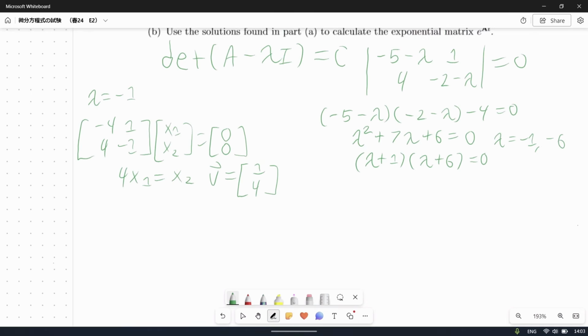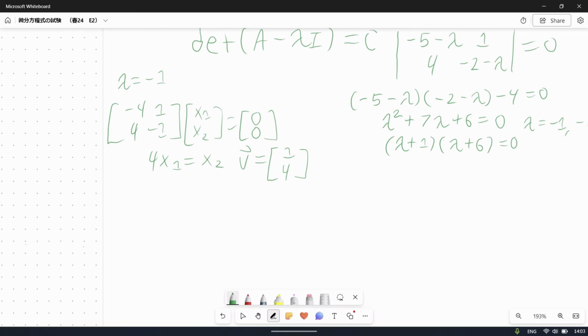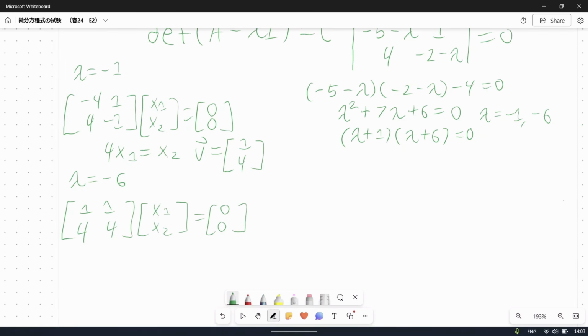And then for the second eigenvalue of negative 6, when lambda is equal to negative 6, the matrix we end up with is 1, 1, 4, and 4, times x sub 1, x sub 2, equals 0 and 0. For this second eigenvector, I'm going to use the top row because it's just 1, so we end up with x sub 1 is equal to negative x sub 2. So our corresponding eigenvector is just going to be 1 and negative 1.